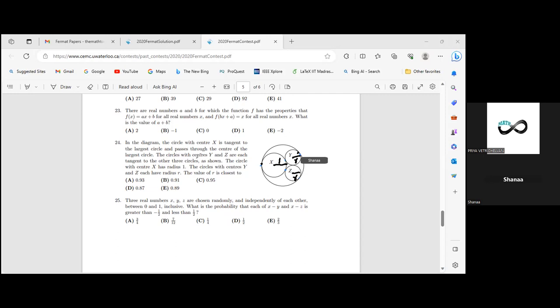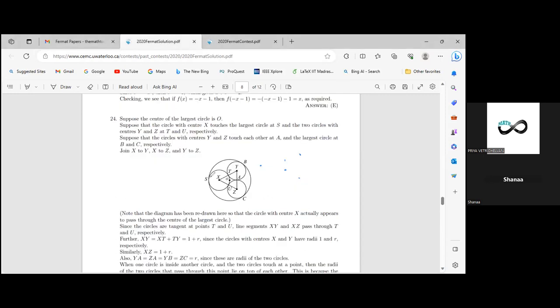Find the solution by connecting all the centers of the circles. They are connecting all the centers and creating a triangle here. Suppose that the circle with center x touches the largest circle at S, and the two circles with centers y and z touch it at T and U respectively. Suppose that the circles with centers y and z touch each other at A, and the largest circle at B and C respectively. So they are joining X to Y, X to Z, and Y to Z to create a triangle like this.